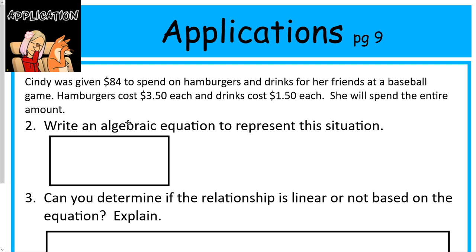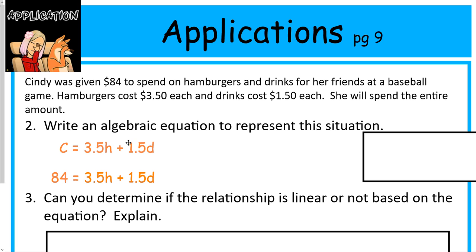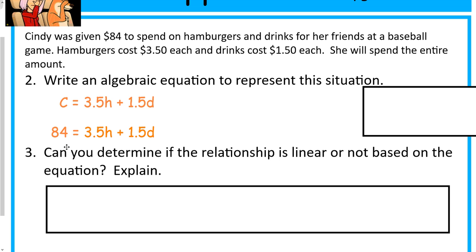Write an algebraic equation to represent the situation. So now we can write our expression. So I'm going to say cost is equal to 3.5h plus 1.5d, and then replace my cost with $84, because that's how much money she has to spend on the hamburgers and drinks.